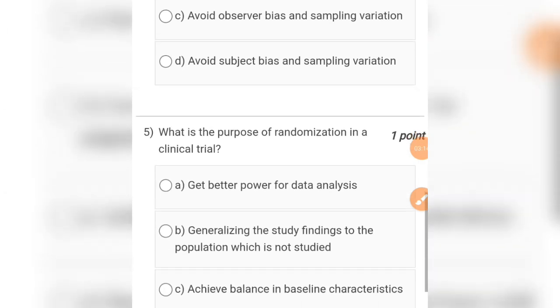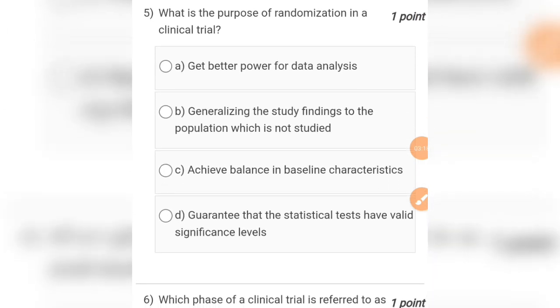Now let's move to question number 5. Question number 5 is, what is the purpose of randomization in a clinical trial? Option A is get better power for data analysis. Option B is generalizing the study findings to the population which is not studied. Option C is achieve balance in baseline characteristics. And option D is guarantee that the statistical tests have valid significance level. Okay, so the answer will be achieve balance in baseline characteristics, that is option C. So for question number 5, the answer will be option C.